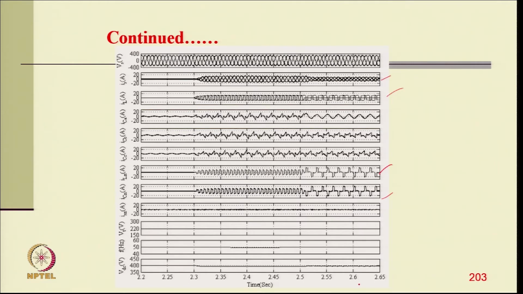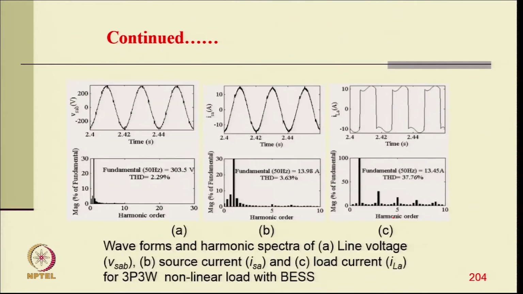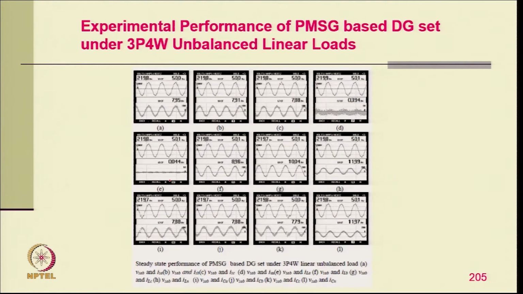All those features are provided by the STATCOM. So the voltage is also regulated in this PMSG, and you have a total harmonic distortion of the load current around 37.76%, where the generator current THD is 3.63% and the terminal voltage THD is 2.29%.